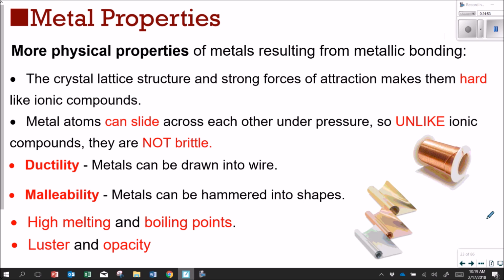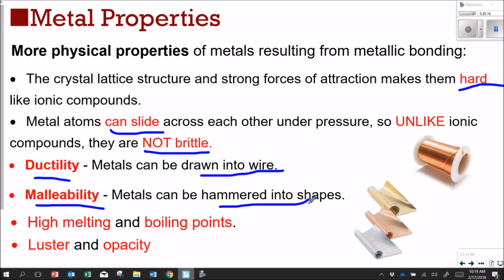Some more properties of metals. The crystal lattice structure and strong forces of attraction make them hard like ionic compounds. But because metal atoms can slide across each other, unlike ionic compounds, they are not brittle. They do not break apart easily. Metals are ductile, which means that they can be drawn into wires. They are malleable, which means that they can be hammered into shapes. They have high melting and boiling points, and they have luster, which means they are shiny, and they are opaque, which means that you cannot see through them.